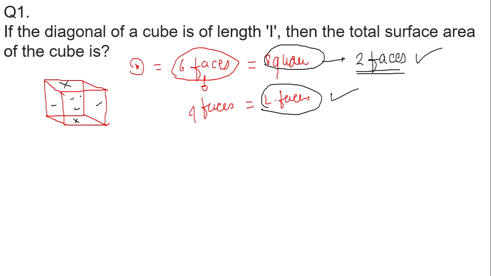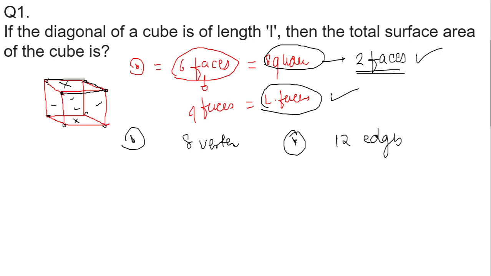Okay. And second thing that you have to keep in mind here is there are total 8 vertices. 1, 2, 3, 4, 5, 6, 7 and 8. Total 8 vertices and 12 edges. Now what is an edge? What are the edges of a cube? The lines I am drawing here, these are nothing but the edges. So there are 12 total edges.